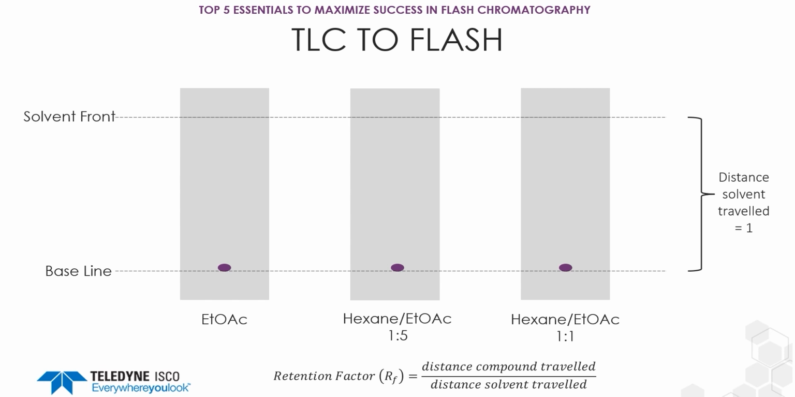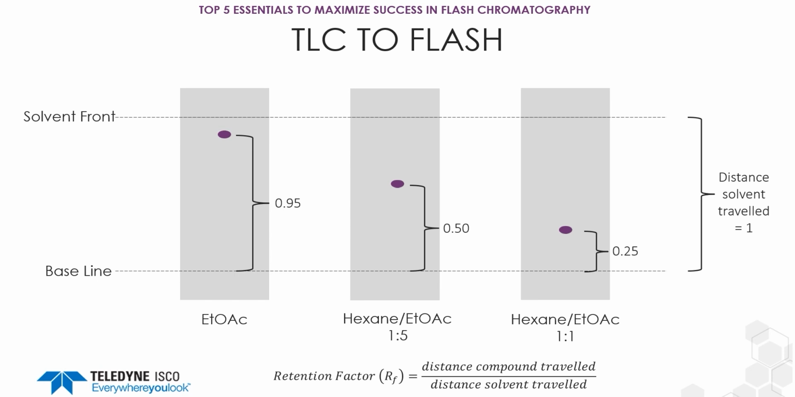So the TLC plate on the left is run with just ethyl acetate. The one in the middle is run with a hexane ethyl acetate in a 1:5 ratio, and then the one on the right is another hexane ethyl acetate ratio, 1:1. So as we develop these TLC plates, you can see how the compound of interest is going to move with the stationary phase and the mobile phase.